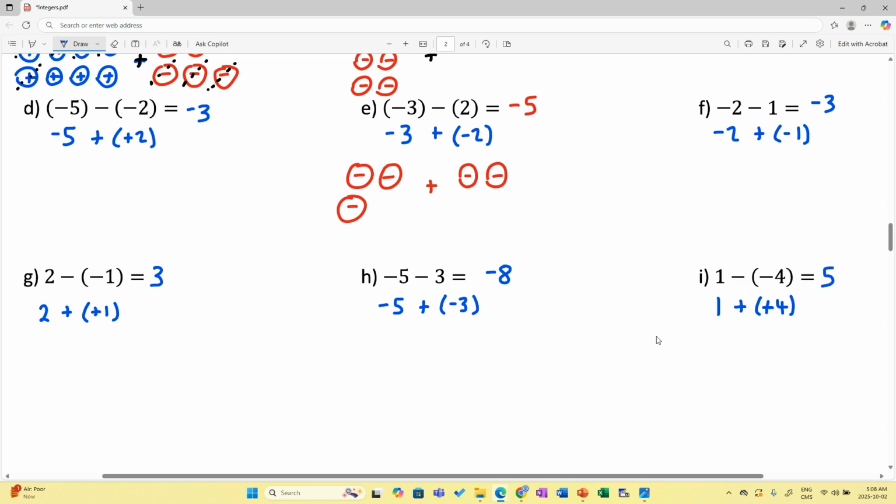Now remember, you only want to use keep change when you're subtracting integers. So when the sign between them is a negative, that's when you use keep change. Otherwise, if it's just adding integers, just simply draw your circles and start canceling out the positives with the negatives. And you want to add all the negatives together with each other and all the positives together with each other.